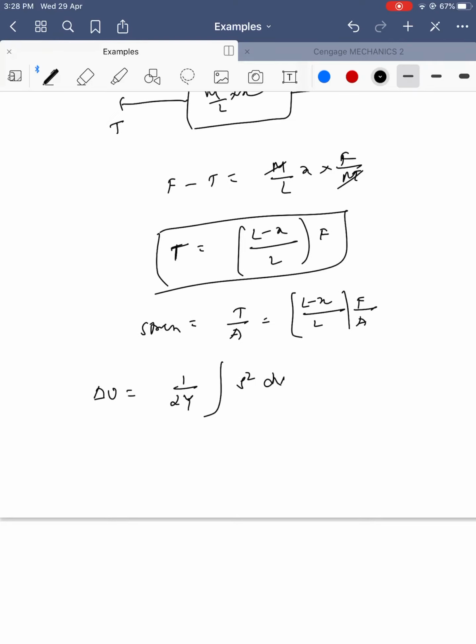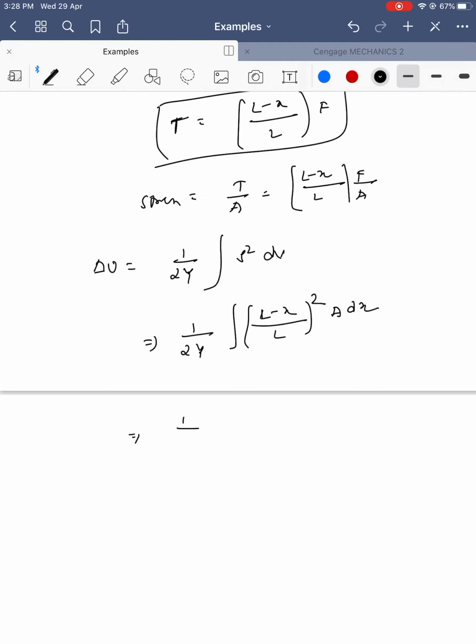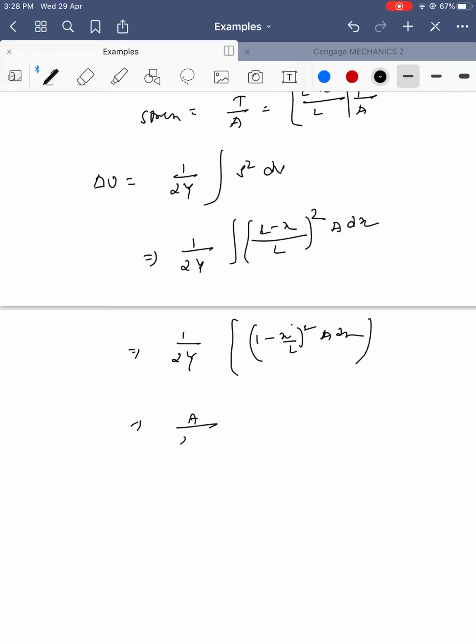dV is nothing but area into the small elongation. Stress is F by A into L minus x by L, whole square, and dV is nothing but A into dx. So this is the integration. If you do it, you will get the answer. So the integration of 1 by 2Y, 1 minus x by L whole square, A into dx, gives A by 2Y.